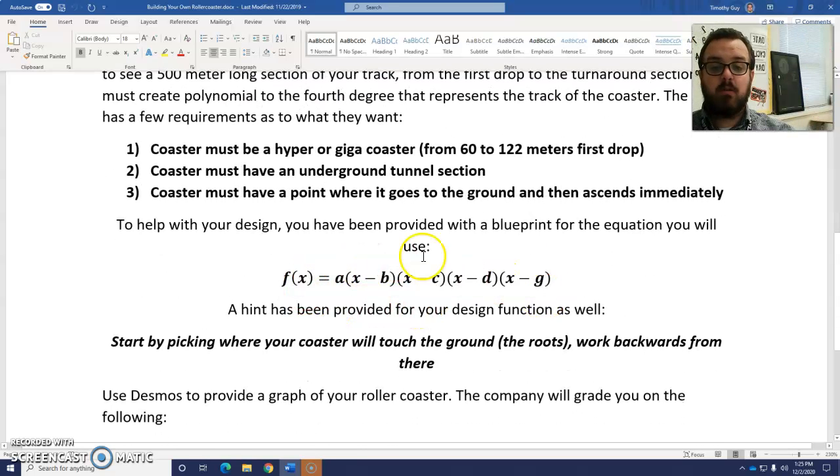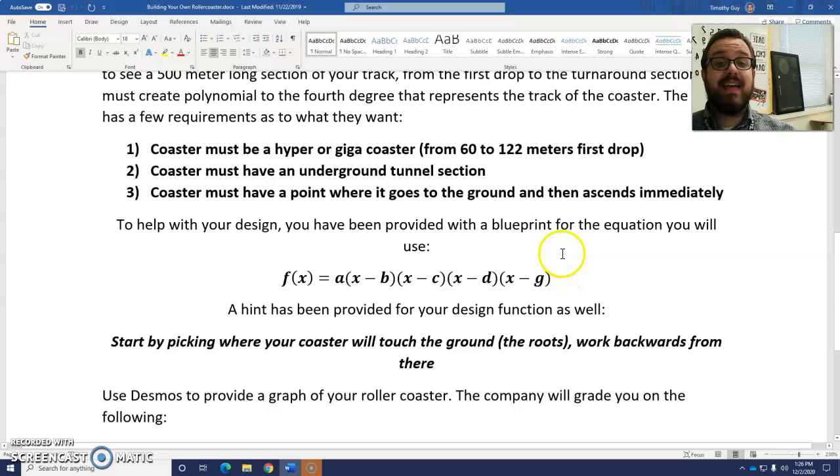I gave you this general blueprint. Basically, you're going to need to have it written in factored form, okay? You do not have to have just 4 factors. You can have more if you'd like to. In order to meet this requirement, just to give you a hint, you're going to need at least 4. But you can have more if you would like in order for that to work.